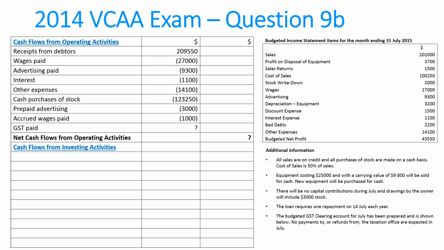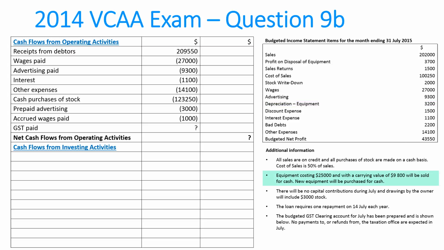I'm looking for money in from selling non-current assets and money out from buying them. So what I was given was profit on disposal. Now that is actually not a cash item, so that won't go in. Also been given depreciation from using the non-current assets. That's an expense. It's not a cash flow though, so that won't go in either.